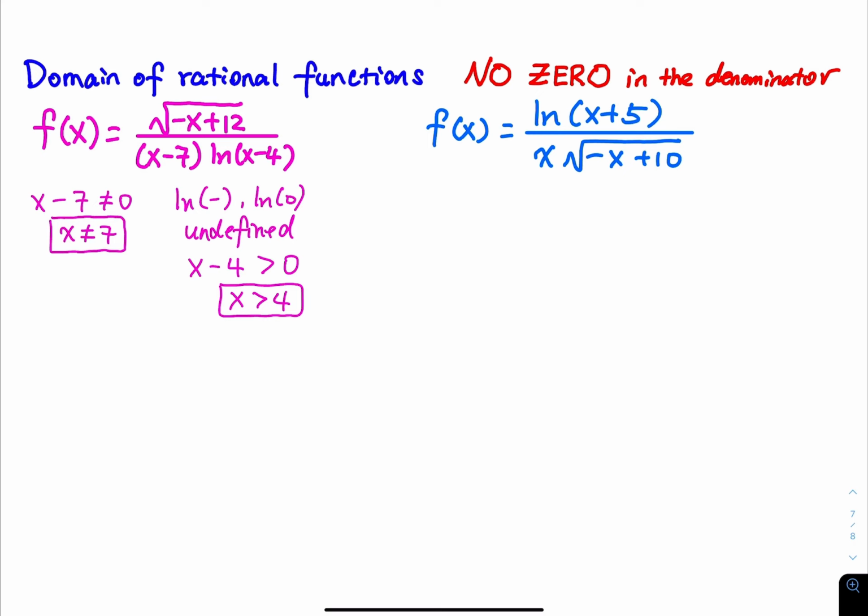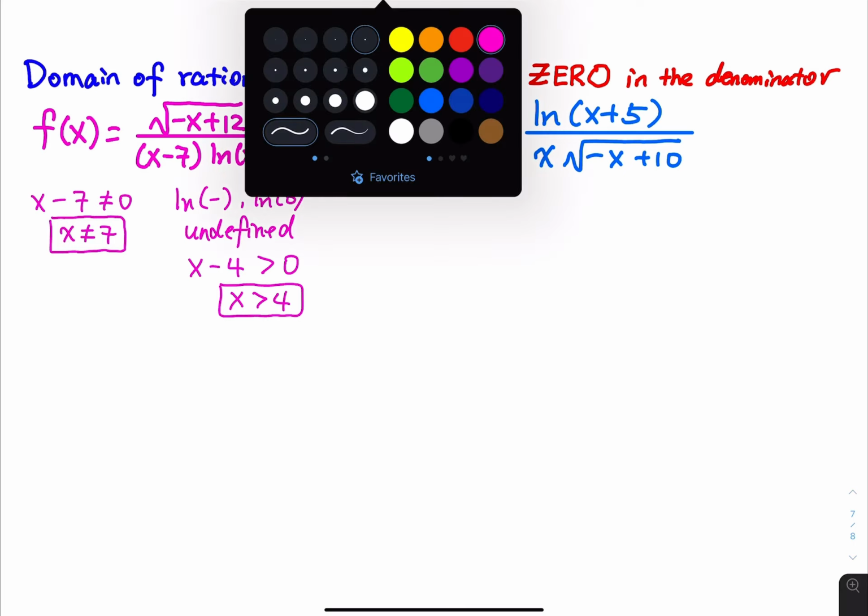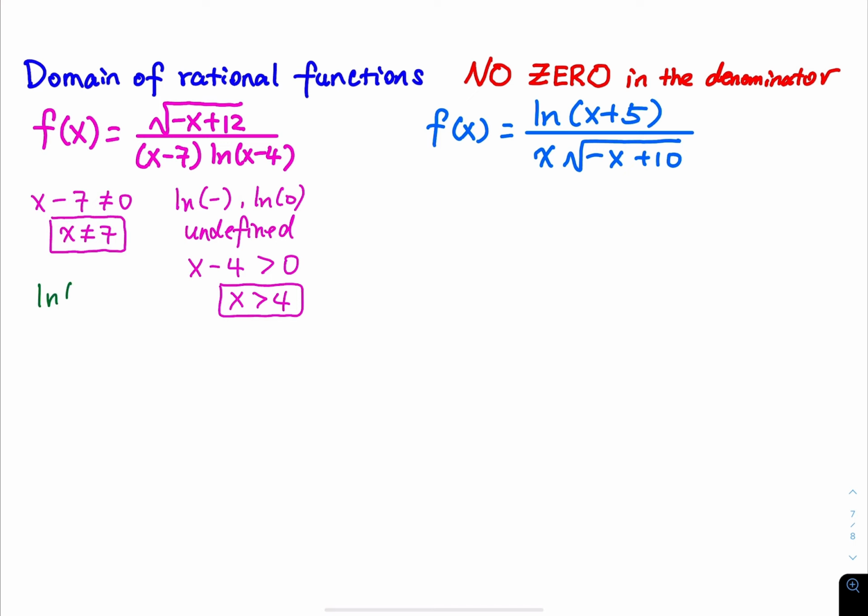And also, there is a hidden restriction in this type of problem. Do you know that ln 1 is equal to 0? So let's put this in a different color. We know that ln 1 is also equal to 0. We do not want ln 1 in the denominator. So that means x minus 4, you don't want that to be equal to 1. Add 4 on both sides, you do not want x to be equal to 5. Okay, so that's it for the denominator.